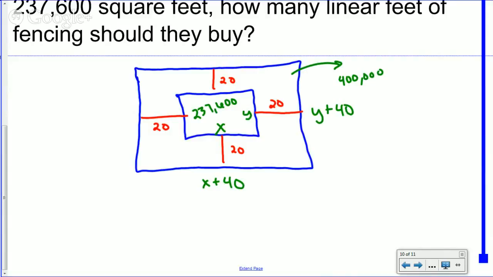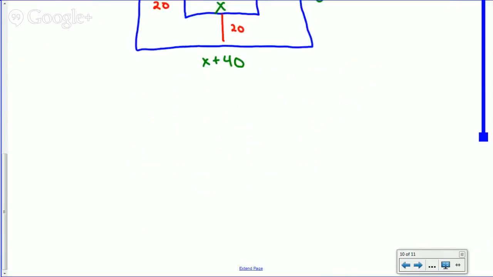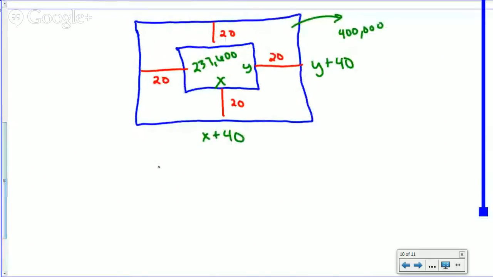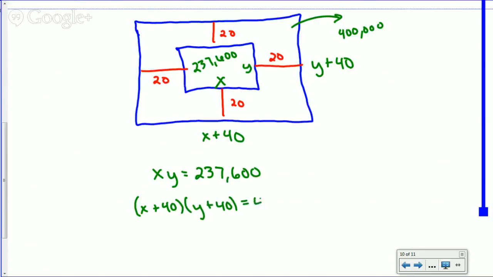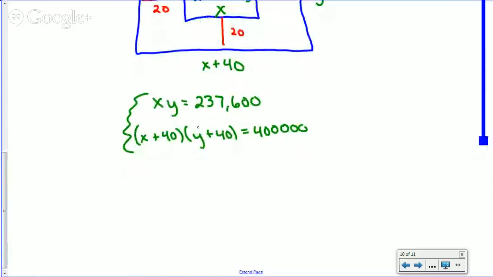So we're going to find two equations. We'll take xy equals 237,600. That's for the inside, and that will help me find the perimeter here. And we'll take the outside to be x plus 40 times y plus 40 equals 400,000. So here are my two equations. I got two equations, two unknowns. I'm good to go. But let's reorganize this bottom one because I don't like the way it's set up.